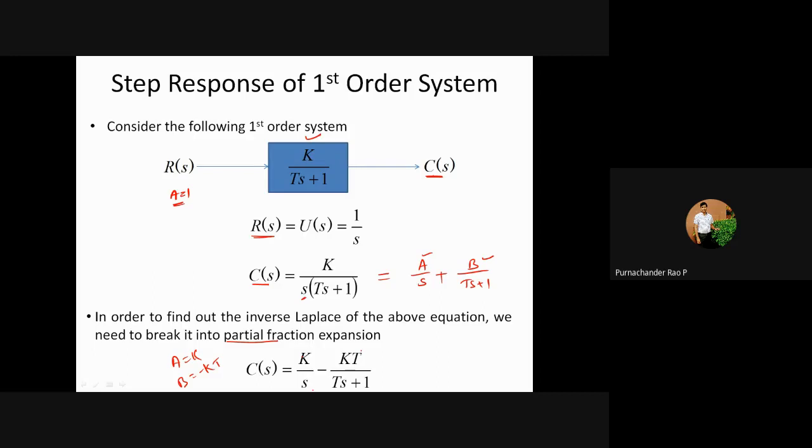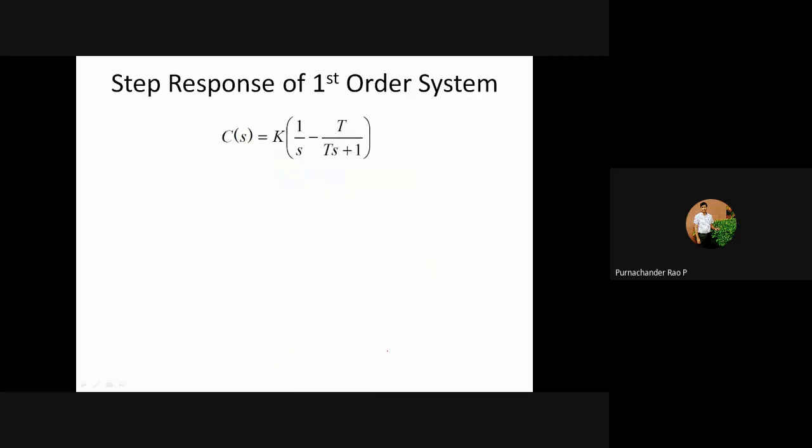Then after writing the C of S, we need to take the inverse Laplace transform. This is a forced response because you are giving the input of 1 by S, and this other part is called the natural response. Taking the inverse Laplace transform, your value is going to be K times 1 by S, and 1 by S is nothing but your u of t, the input signal 1, minus this term, T by Ts plus 1.